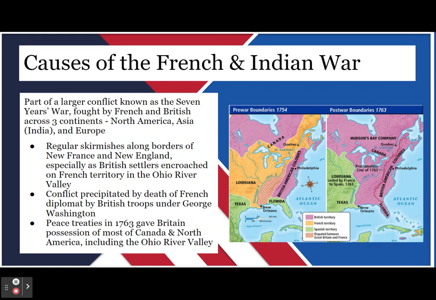There's very little disputed territory up there. So there's pretty regular skirmishes along the borders of New England and New France. British settlers especially were beginning to encroach on French territories. More and more people moved to the British colonies. They were starting to move across into the Ohio River Valley, which is right here, if you look in that central area just past the British American colonies.